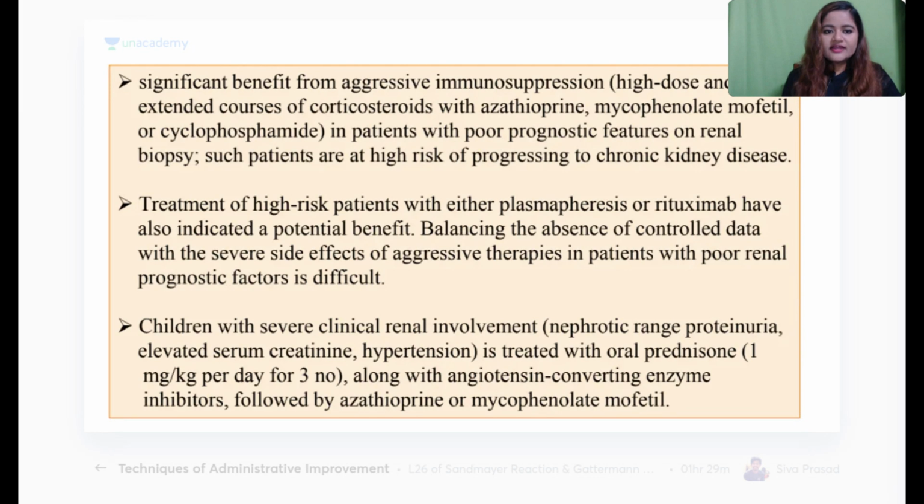Apart from this, if you have to treat, significant benefit has been reported only from one thing, that is immunosuppression. Why? Because there is antigen-antibody formation over here. So high doses of corticosteroids along with the sparing agents like azathioprine, MMF, and cyclophosphamide can be used in some of the patients, so that it does not progress to chronic renal disease.